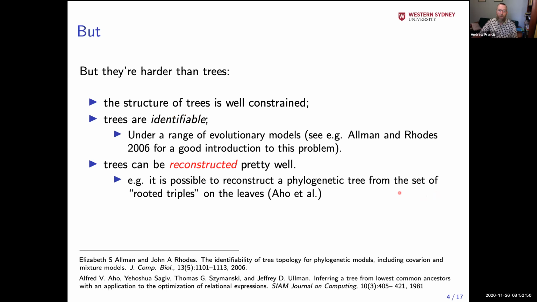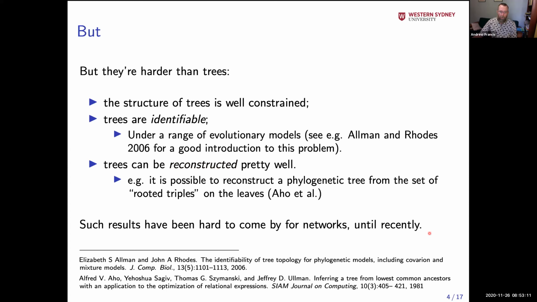They can also be reconstructed quite well if you, for instance, have all of the rooted triples on the leaves, then you can reconstruct the network. And again, that's a very old result. Look at that, 40 years ago. But there are lots more reconstruction results for trees than there are for networks. Let's not say all the problems are solved. But for networks, a lot of these results have been difficult to come by, but things have been shifting along really nicely recently. So I'm just going to pull together a few stories that focus on normal networks.